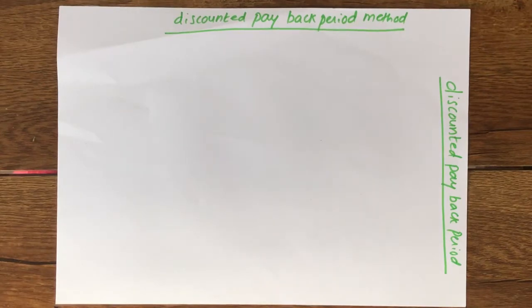In this video, let us discuss the discounted payback period method. I have already explained the payback period method in my previous videos. If you remember, one of the limitations of payback period is that it ignores the time value of money. To overcome that limitation, we have a new variant of the payback period method, which is the discounted payback period method, which I will explain now.